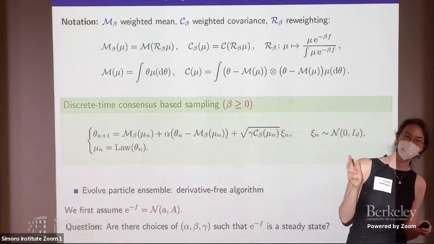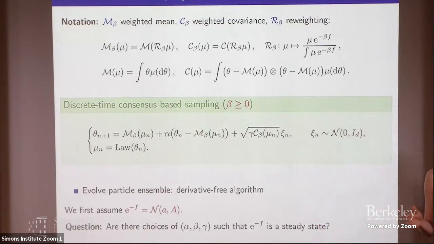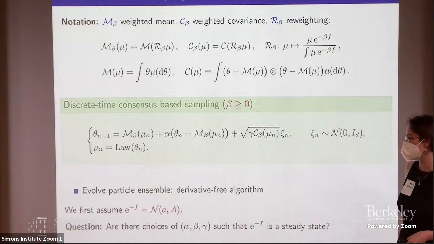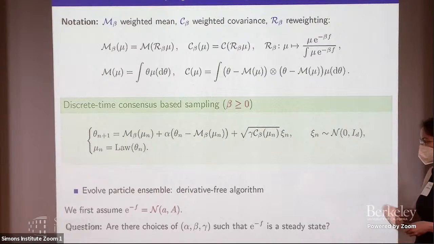So now I have 3 parameters, right? I have the alpha, the beta, and the gamma. And we even started with more parameters. The question that we wanted to answer is, if I come up with a very general family of sampling algorithms or optimization algorithms, what can I say about the parameter choices that are most useful for rates of convergence, for the behavior of the algorithm, and so on? But I won't give you all the parameter choices that we tried because these are the most useful ones. And again, this is a derivative-free algorithm as it's just evolving a particle ensemble.